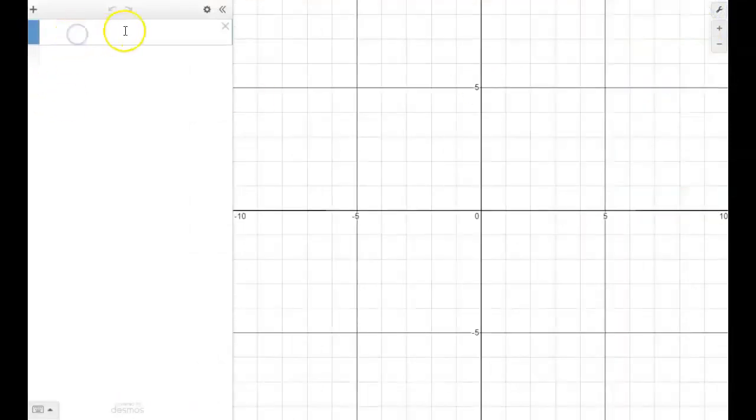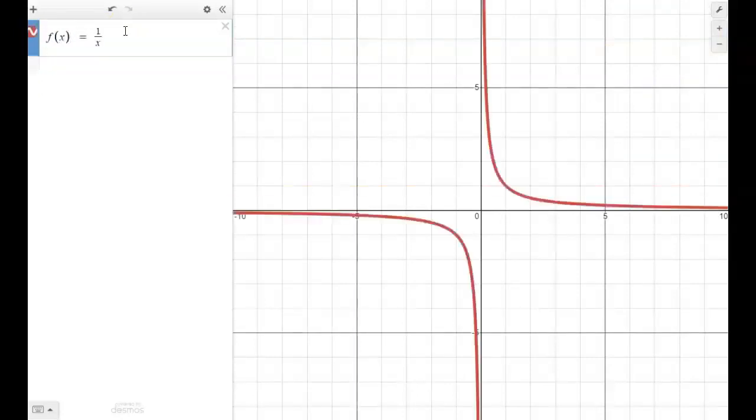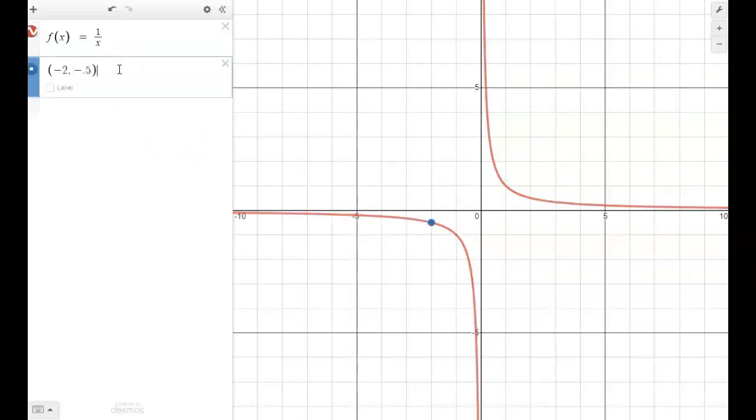So let's go ahead and put the function in there that we were graphing. We were graphing the function f of x is equal to 1 over x. There it is, right? And what we found was this point here where x is equal to -2. Plot these points. -2 was -0.5, right? We also found the point -1,1. And so on.